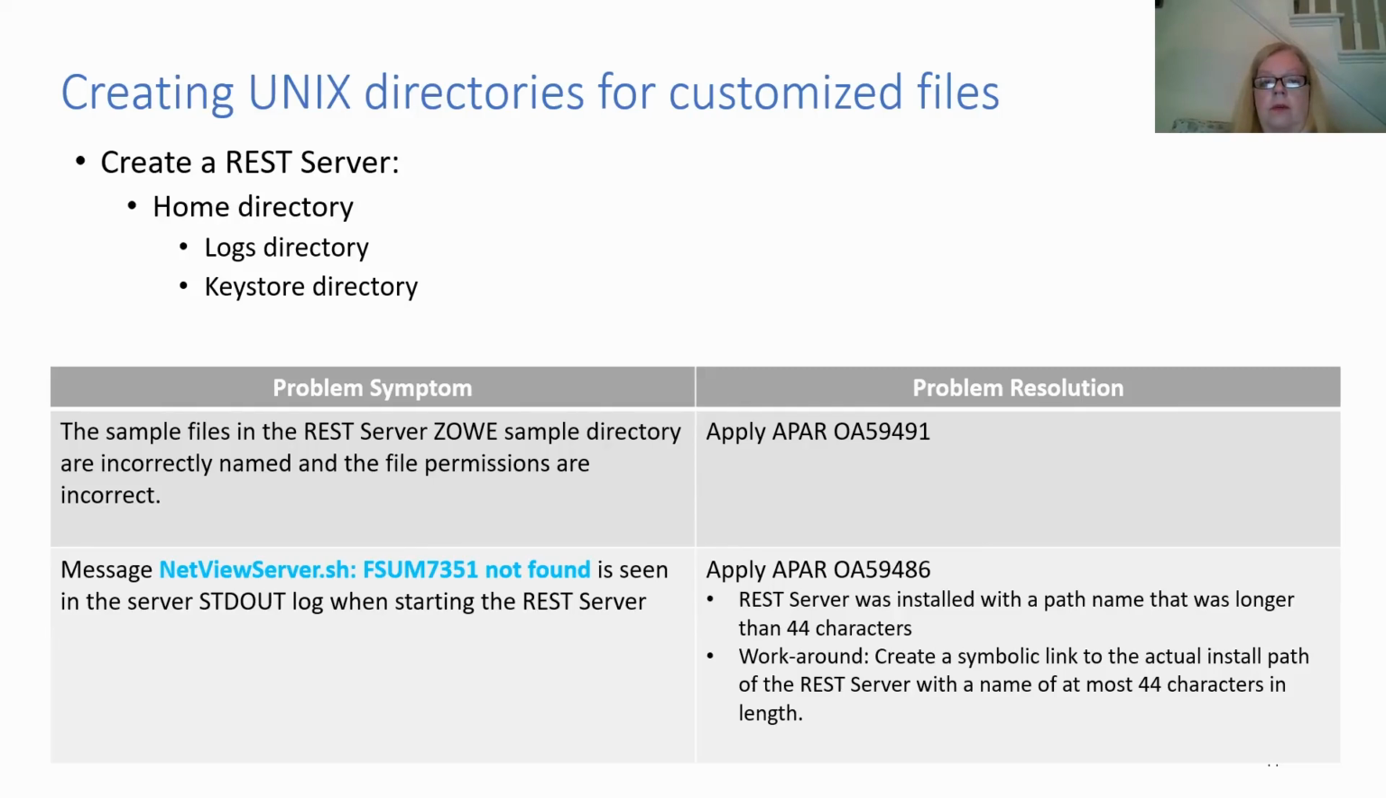Also, there was an issue where you could get this NetView server.sh FSUM 7351 not found message in the standard outlog when starting the REST server. This was caused because the user that installed the REST server installed it with a path name that was longer than 44 characters. So if you don't have the maintenance and you still want to play with this, there is a workaround. You can create a symbolic link to the actual install path of the REST server, but you need to keep that path name no more than 44 characters.